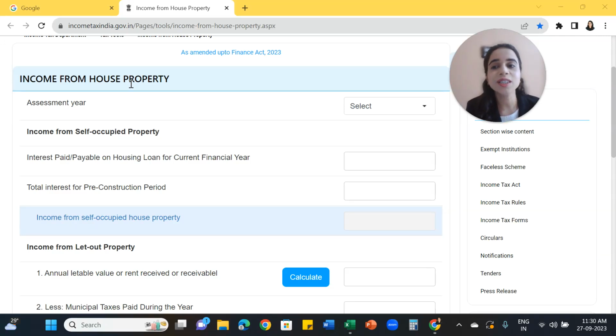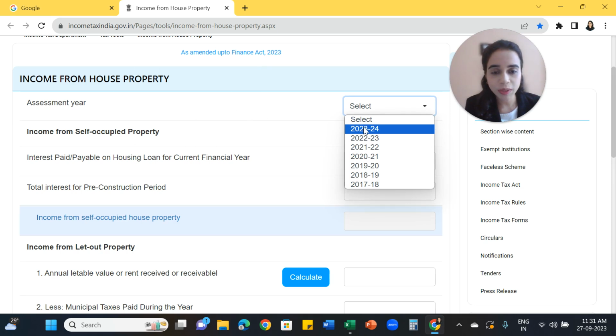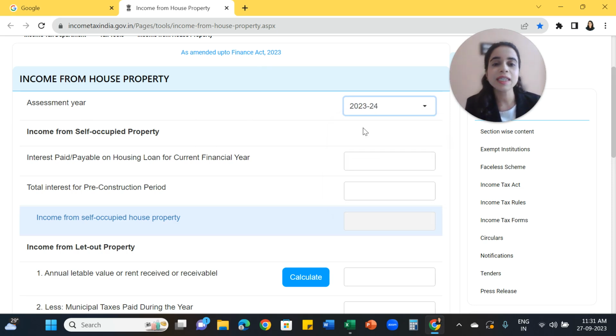In order to calculate income from house property, we have been given a wonderful tool by Income Tax India. When you click on the link, you come to this page, and here you can calculate your income from house property. You can plan it accordingly. Let's say the assessment year is 23-24.